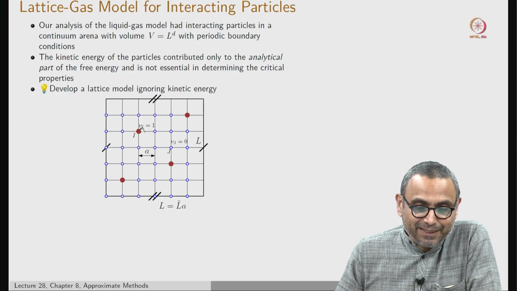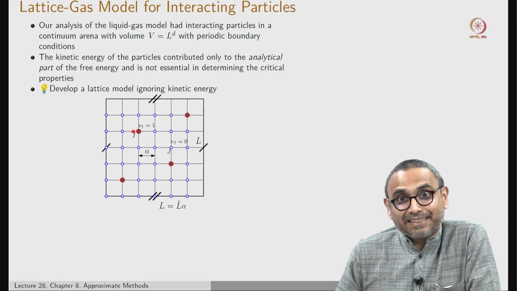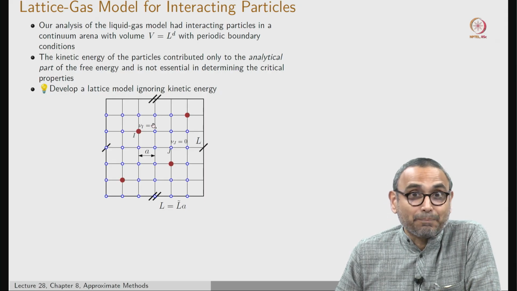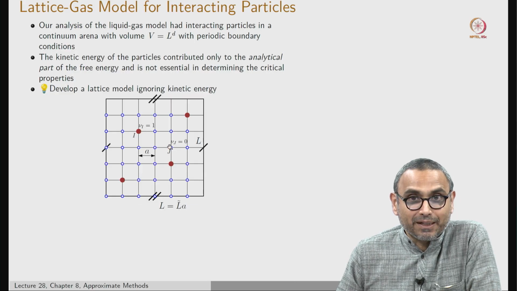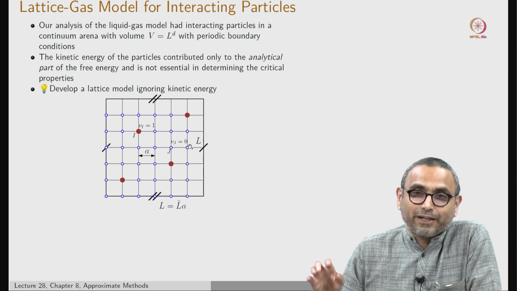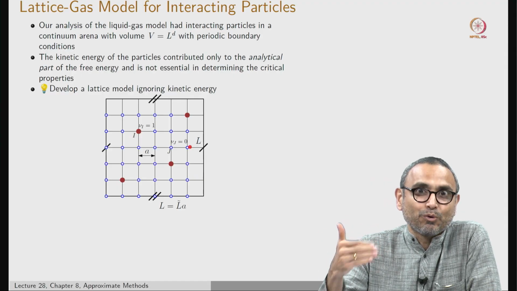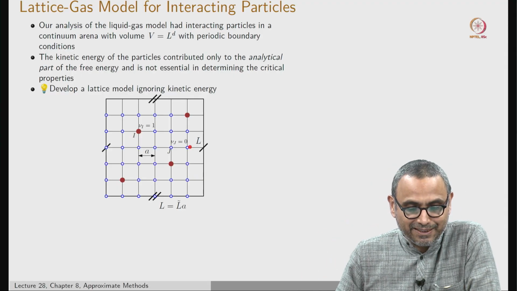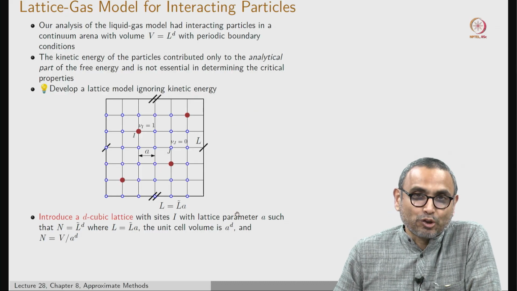If there is a particle, which is indicated by this dark or reddish color here, then at that site the nu value will be 1, which means there is a particle there. For example, at site j there is no particle, so nu j is equal to 0. So if you give me a set of particles and I place them on the lattice, I can give you a configuration of these particles by specifying the nus. So this is what we have done.